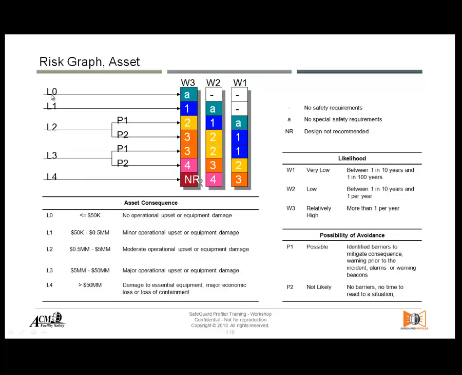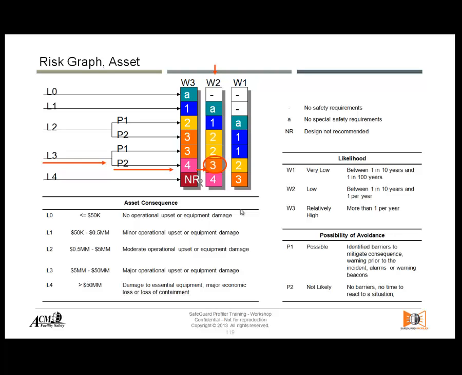So you can see in this case that we don't have any more the C or the consequence. Now we have the asset consequence, right? So W2 doesn't change, it's the same as before. And then in this case, it was judged by the team that a loss, major operational upset or equipment damage between 5 million and 50 million. So in this case, the entrance point here was L3. Then again, P2, possibility of avoidance, the asset cannot escape, the asset has to stay there. And with respect to F1, the asset is there all the time, right? So that's why there's no F in there.